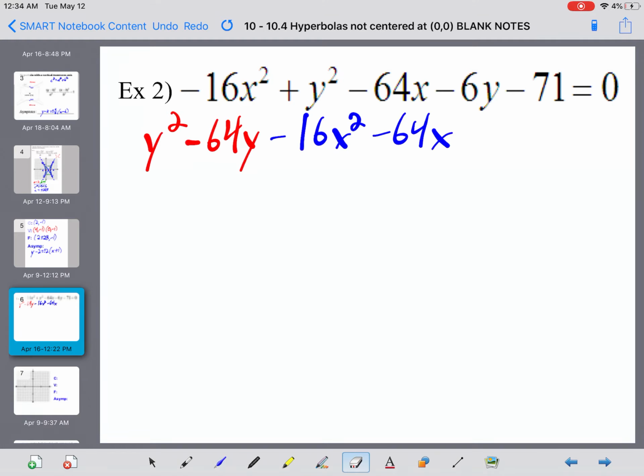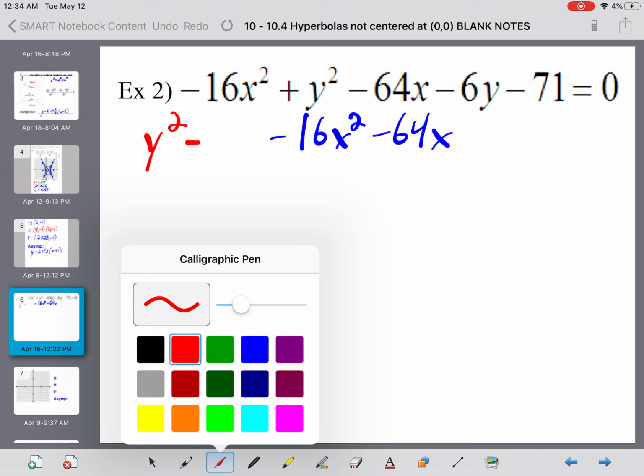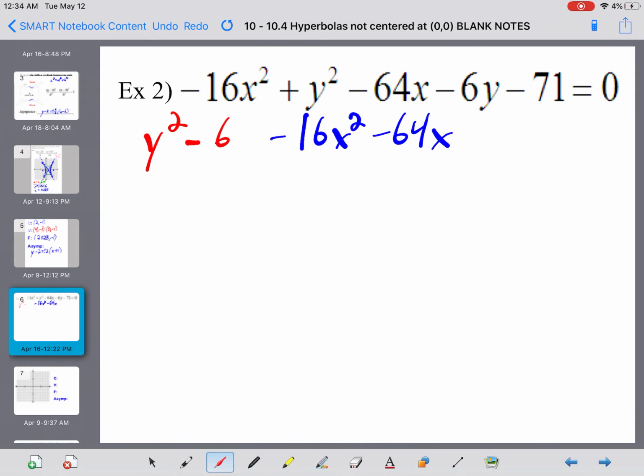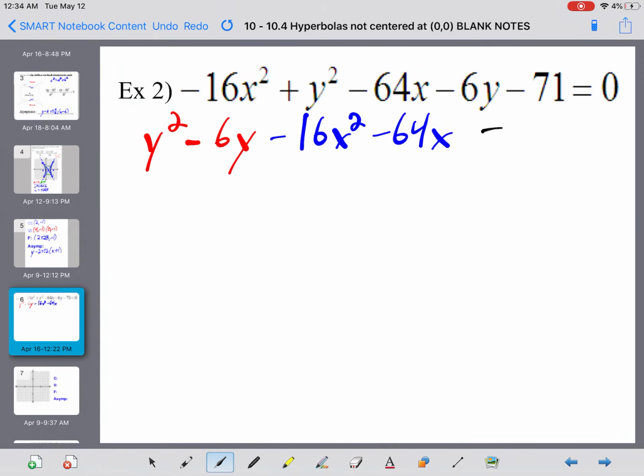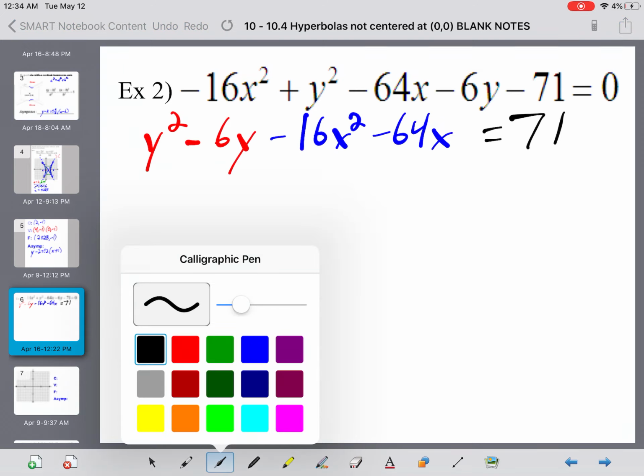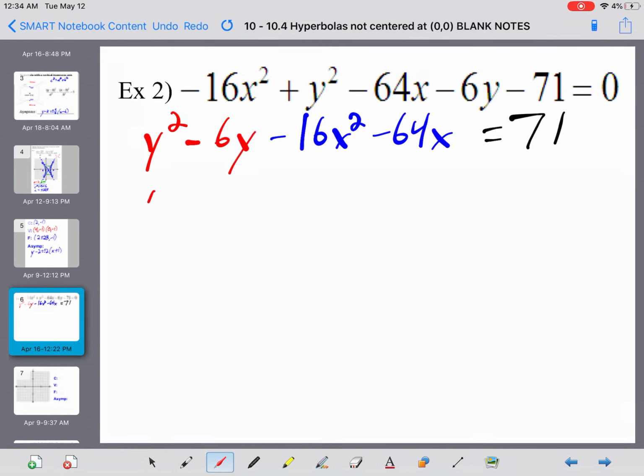Hold on. I did something wrong there. Sorry. This is a 6y. Minus 6y, right? And then negative 16x squared minus 64x. And then I'm going to bring that 71 and add it to the other side. Believe it or not, that 71, if you have a constant there, that throws people off a lot. A lot of students just forget about that 71 or if there's a constant there, okay?